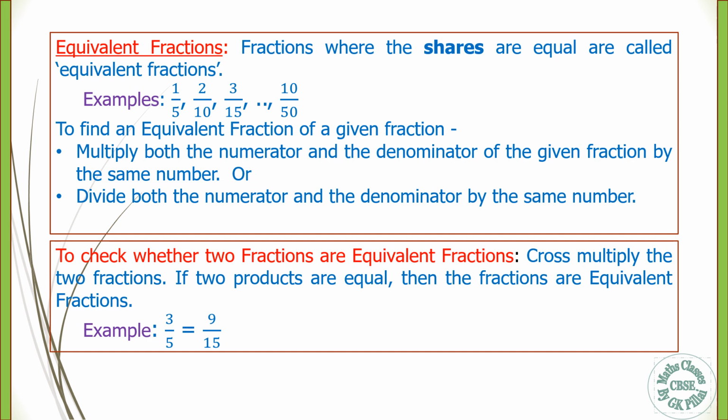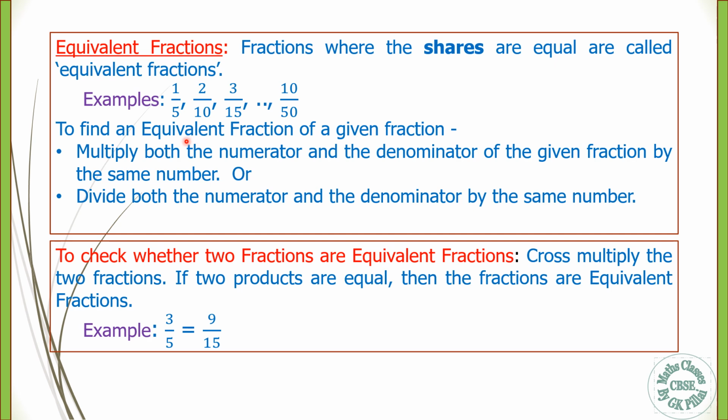Equivalent fractions. Fractions where the shares are equal are called equivalent fractions. You may be confused about this definition. I'll explain you from here, you will understand it. Fractions where the shares are equal are called equivalent fractions. 1 by 5, 2 by 10, 3 by 15, up to even 10 by 50 are equivalent fractions.